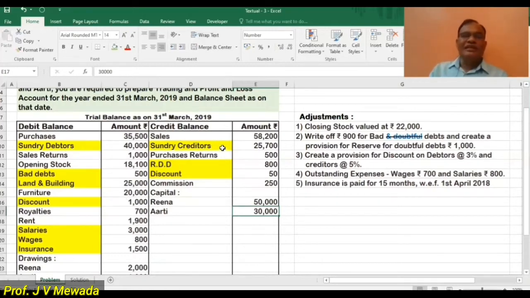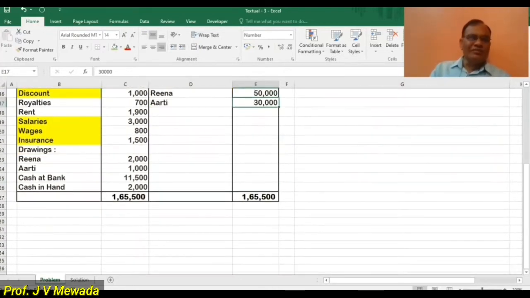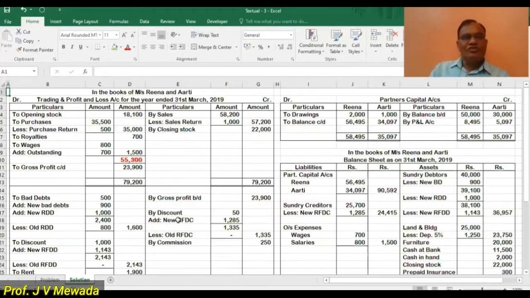On the credit side, creditors, we have to put a tick mark, and RDD and discount, we have to put a tick mark because they are appearing in their formulas. Okay. So now once this is completed, we will start posting each and every item in the solution.